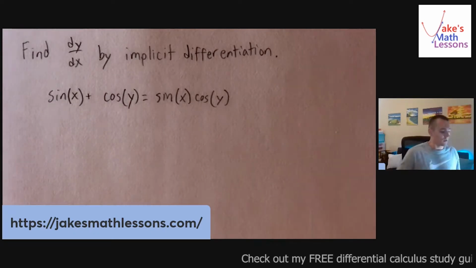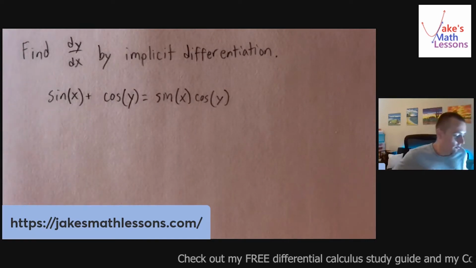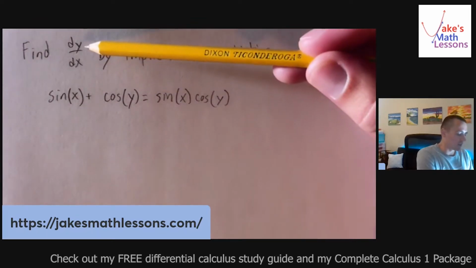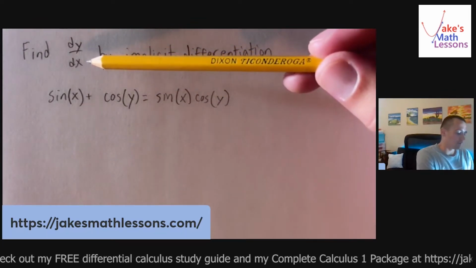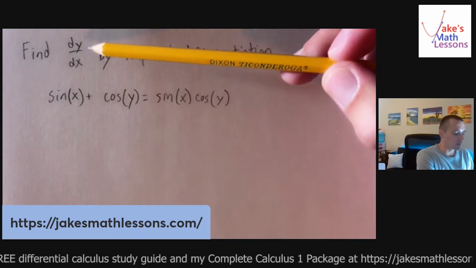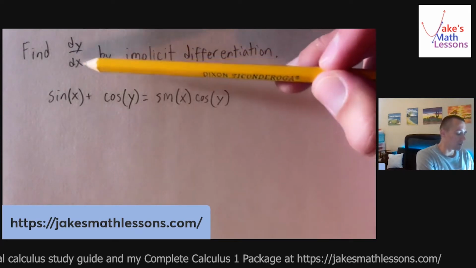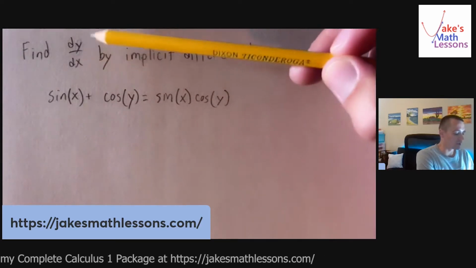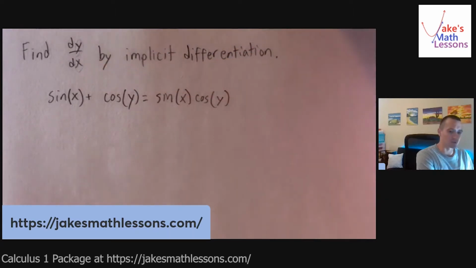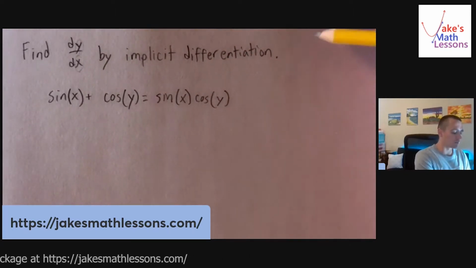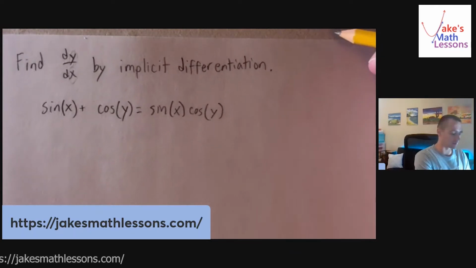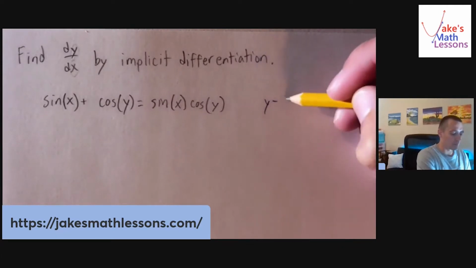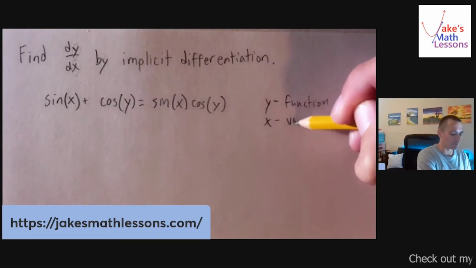First of all, a couple things to think about when you're doing an implicit differentiation problem. In this case, it's telling us to find dy/dx, which has a lot of information in itself. When you have d something over d something, whatever letter is on top, you want to treat that as your function, and whatever letter is on bottom, you treat as your variable. So right off the bat, we know we're going to treat y as a function and x as a variable.